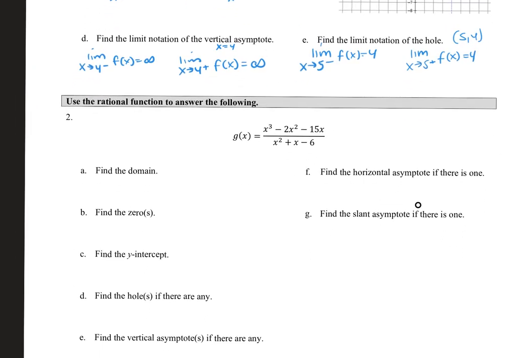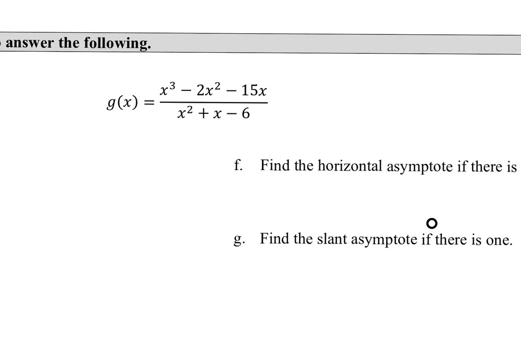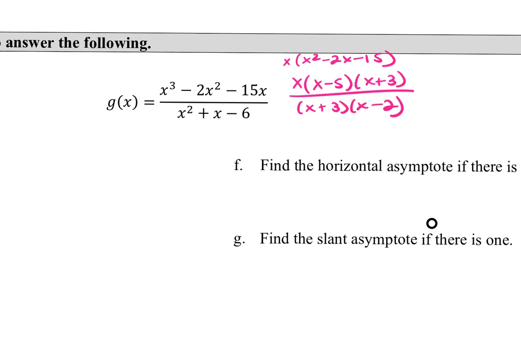Now it's asking you to answer questions based on the actual equation of the function. So the first thing we're going to do is factor both the numerator and the denominator. In the top, I can take out an x, and I'd get x squared minus 2x minus 15. And then I can factor that further by doing x minus 5 and x plus 3. And then in the bottom, it'd be x plus 3 and x minus 2.